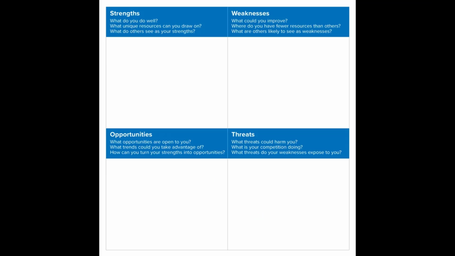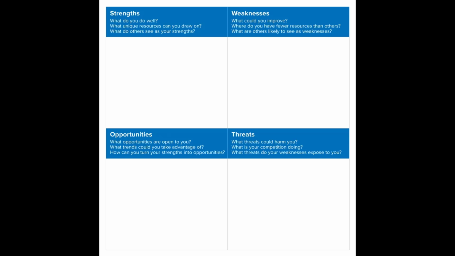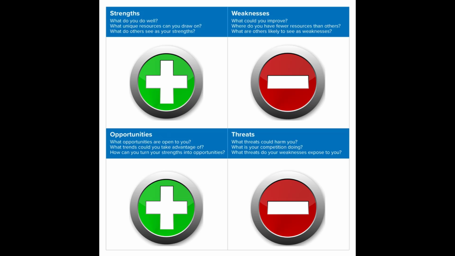Right away, you'll notice that the SWOT makes you address both internal factors and external factors. Your company's strong points and weak points are your internal factors, and your opportunity points and your threat points are your external factors. Each grouping then consists of a positive factor and a negative factor. So your strengths and your opportunities are your positives, your weaknesses and your threats are your negatives.